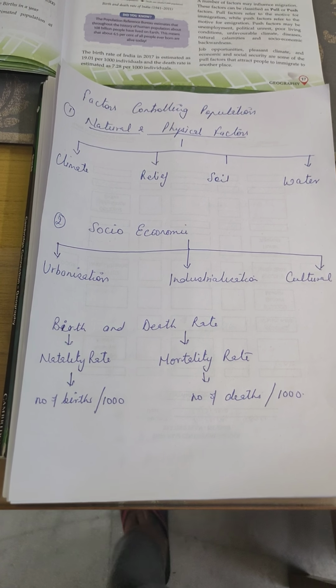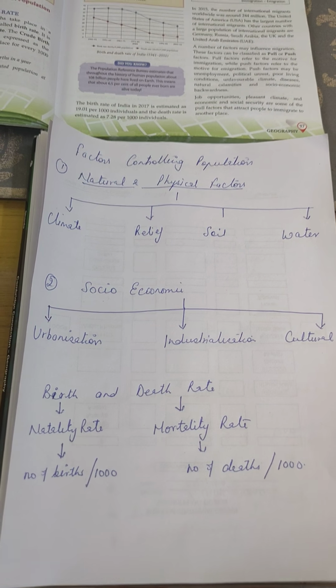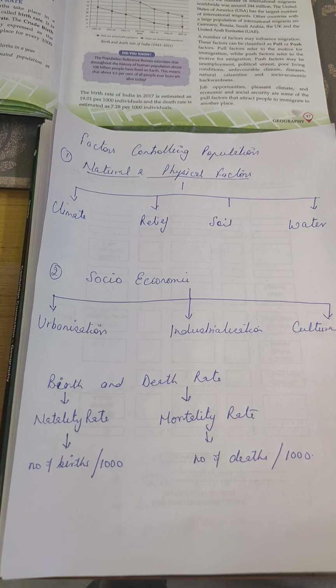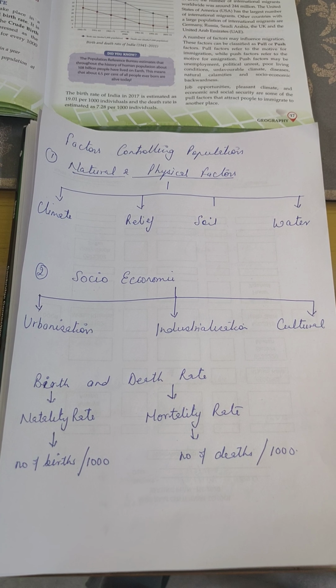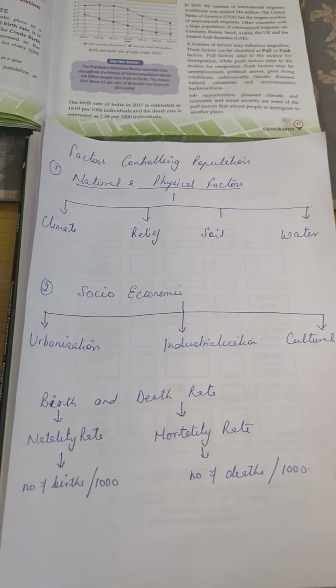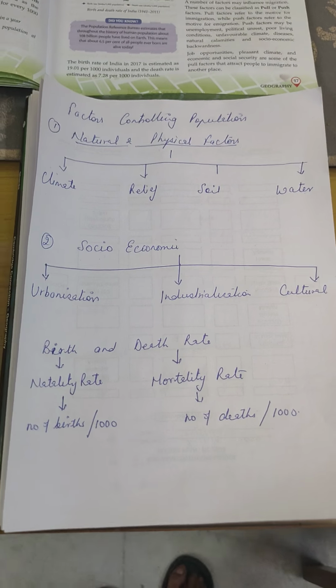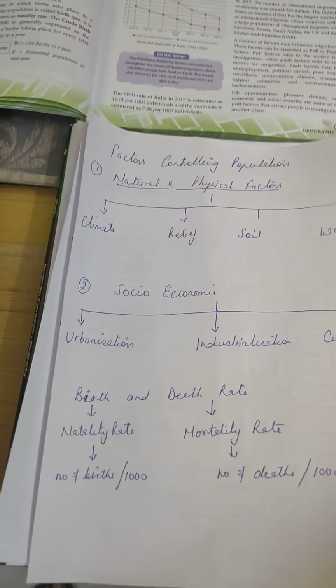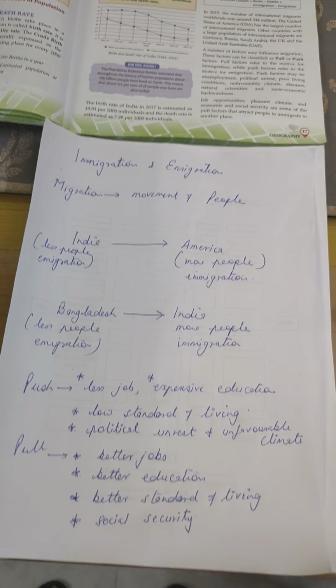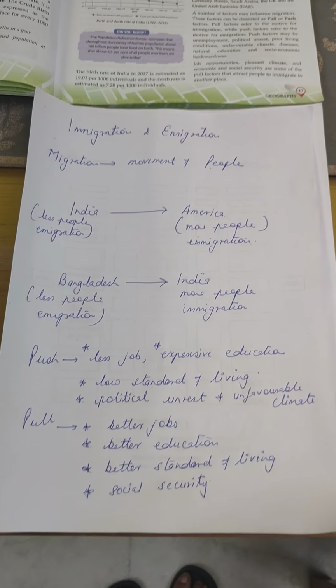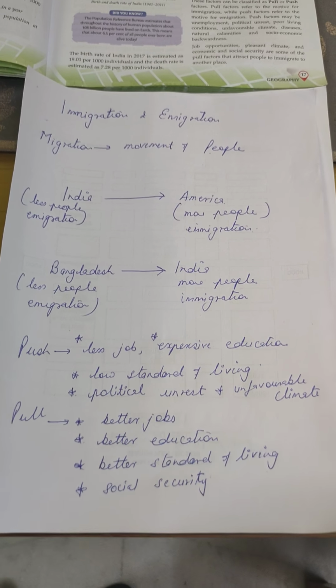Now, birth rate is the number of births which happened for every 1,000 people, and the number of deaths which have occurred for every 1,000 individuals is called your death rate. So birth and death rate will depend upon the number of people per 1,000, and then we decide on the birth and the death rate.